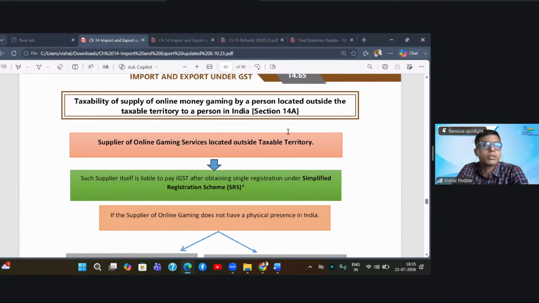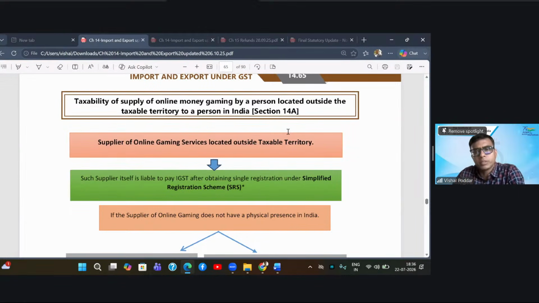So these are the 4 transactions which are kept in Schedule 3, in which the latest amendment is the transaction where the goods are lying in FTWZ and it is similar to the treatment of goods which are lying in custom bonded warehouse. Now coming to another important point which was amended some time back, but it is very relevant because it is something different, something new. Now what is that?